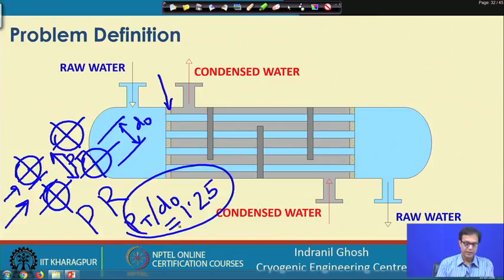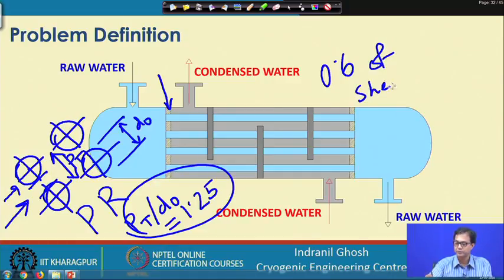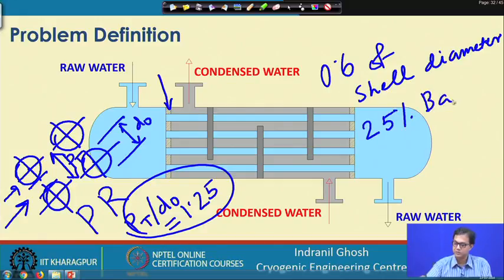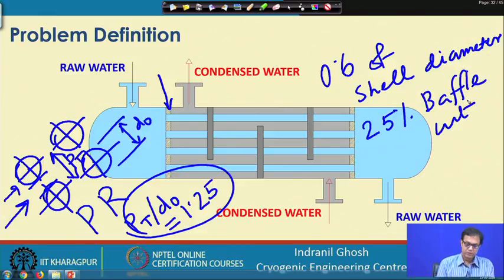And there is also the baffle spacing. The baffle spacing is 0.6 of the shell diameter. And the baffle cut is 25%. So, if we look into this total baffle, this part is 25% of the total one.